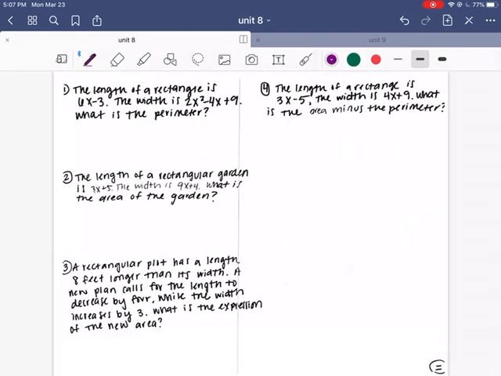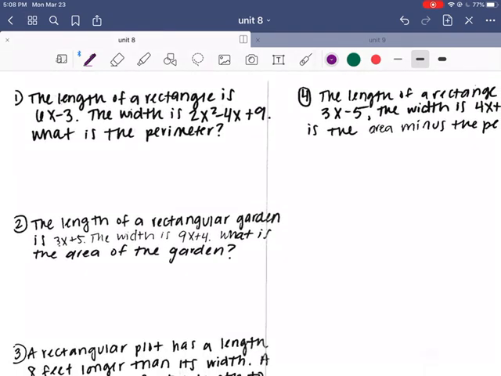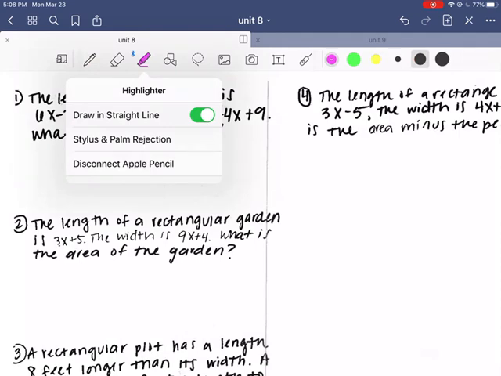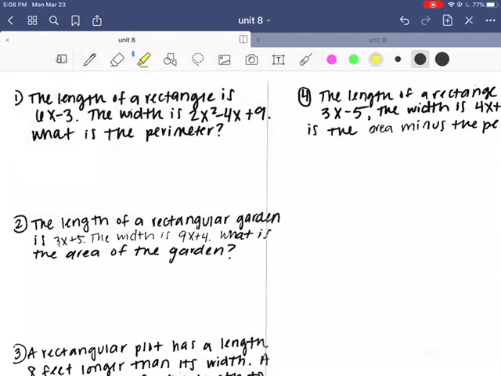So then we're going to move on to page 11. We're going to try to get these notes in here as well. If the video cuts off, I'll pick up with a second video. So we're starting number 1. The length of a rectangle is 6x minus 3. The width is this whole long thing. What is the perimeter?